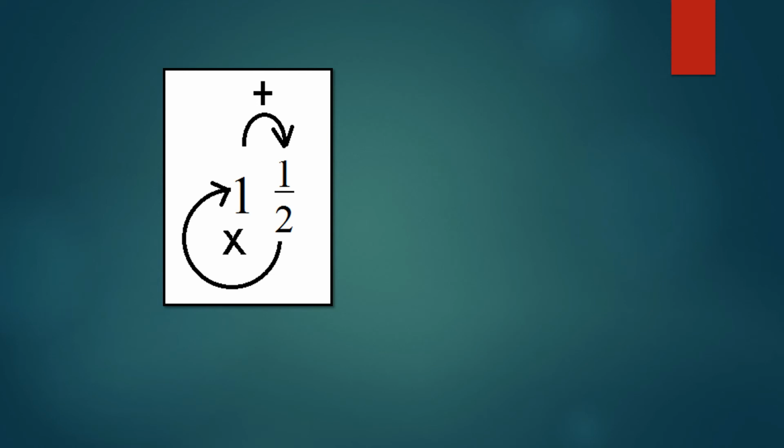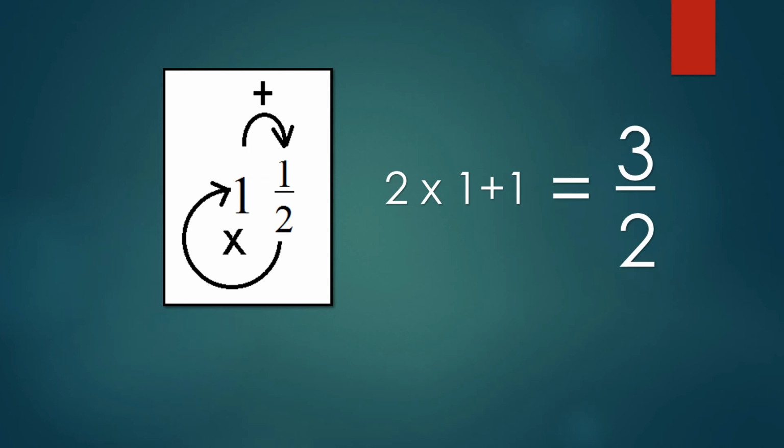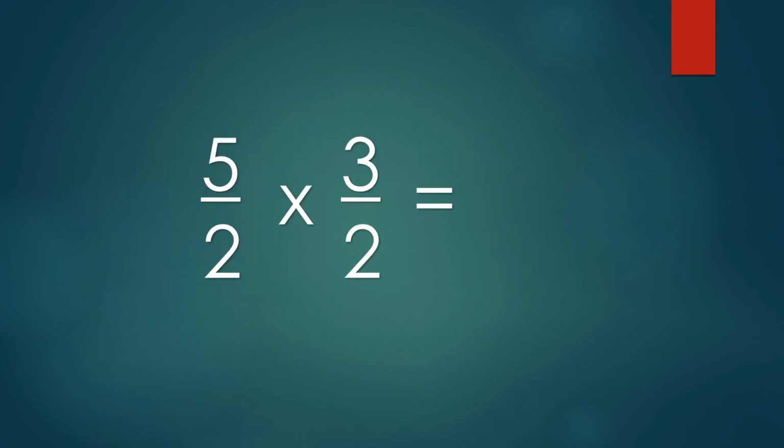2 times 1 plus 1 equals 3. Then copy the same denominator. Now let us multiply: 5 times 3 equals 15. Then 2 times 2 equals 4.